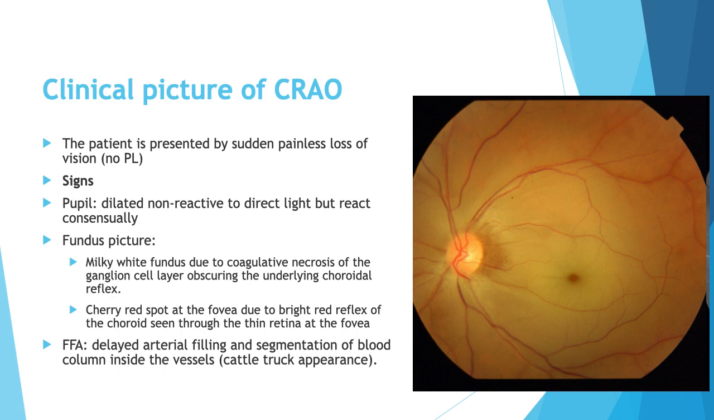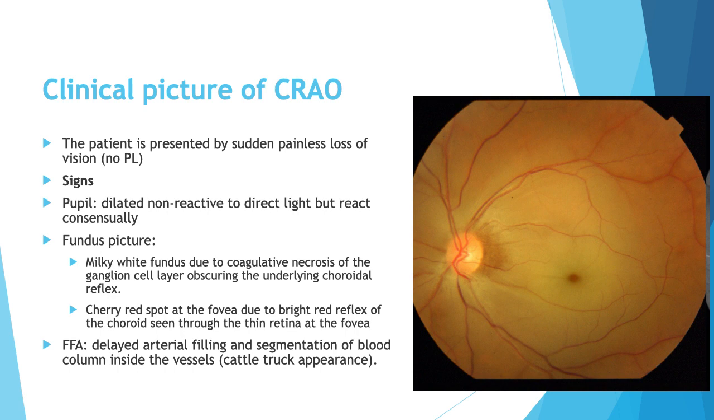What are the signs and symptoms? Symptoms, as we said, the patient presents with sudden painless loss of vision, no light perception. What are the signs? We look at the patient, we examine the pupil. The pupil is dilated, non-reactive to direct light, but if you use the light on the other eye, we call it consensual reaction, because of the decussating nerve fibers in the chiasm.